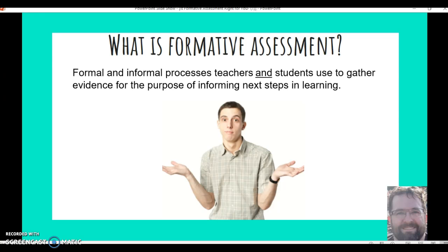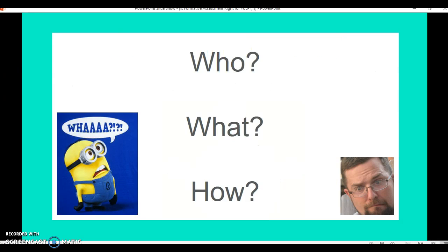So what is formative assessment? Well, formal and informal processes that teachers and students use to gather evidence for the purpose of informing next steps in learning. This is what it's all about. It is dynamic because it results in students finding out what they did well and what they need to improve and how to close the gap.